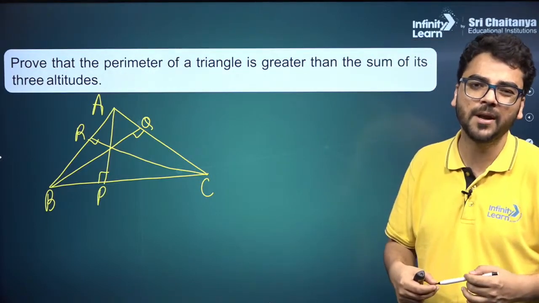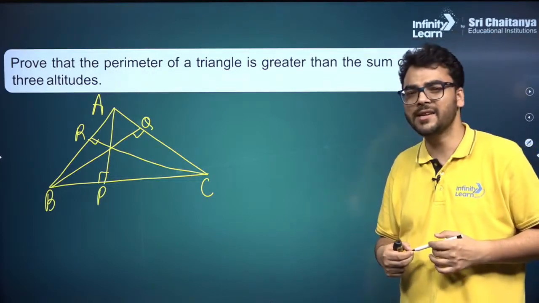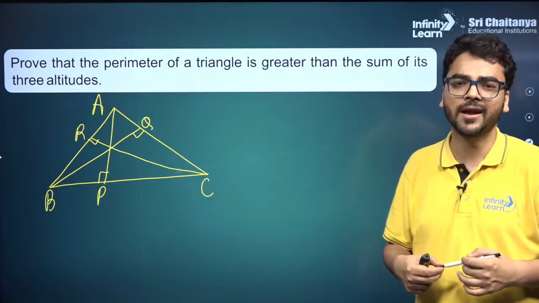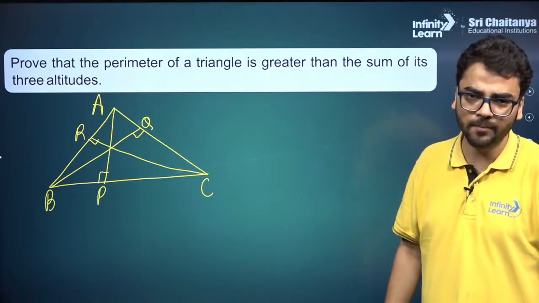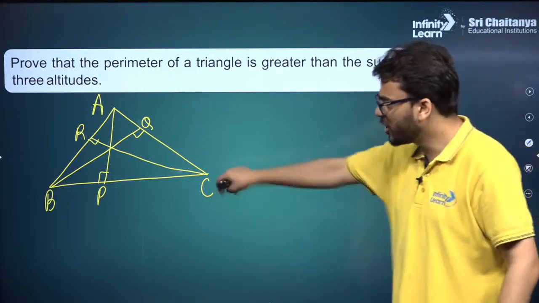The point of intersection of the perpendicular bisectors of the sides of a triangle is known as the circumcenter. The point of intersection of the angle bisectors of a triangle is called the incenter. I hope that is clear, and there are properties related to those things as well. Okay, so let's do this.